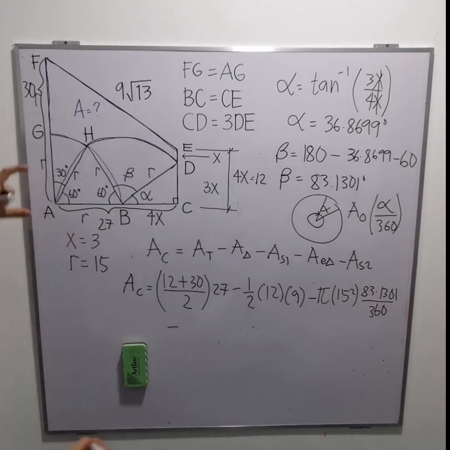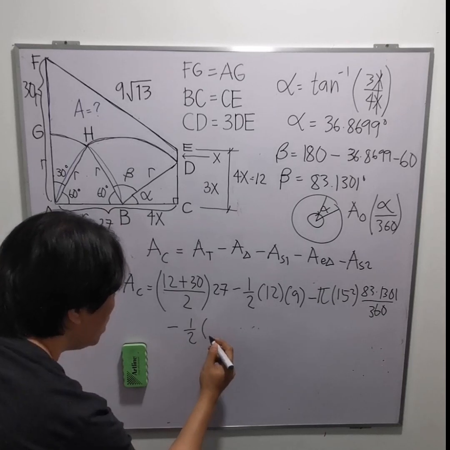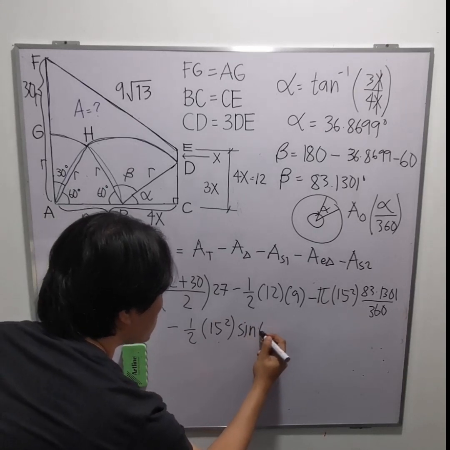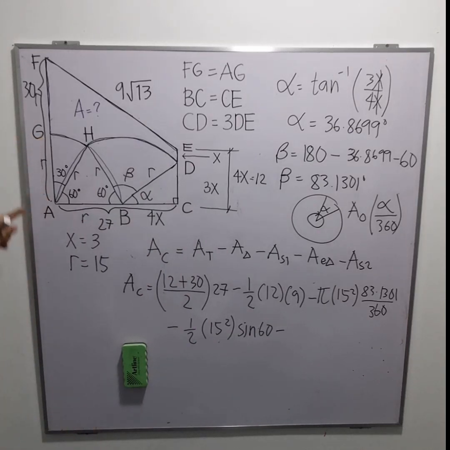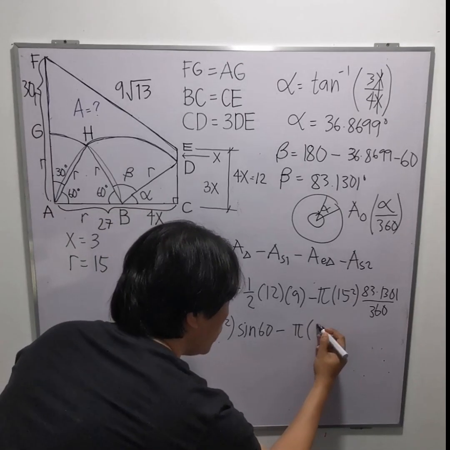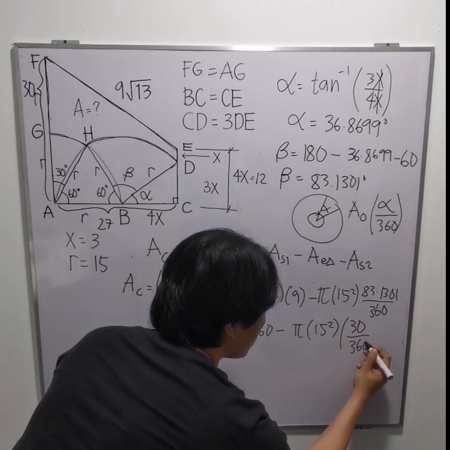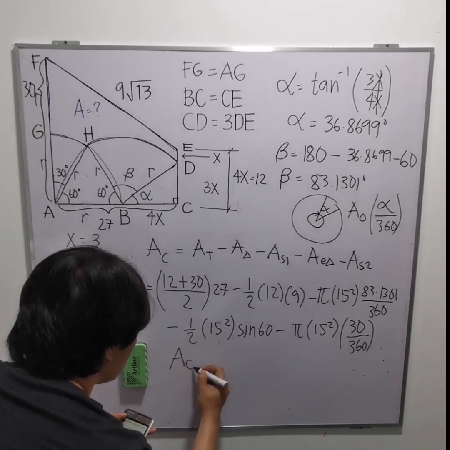Minus the area of the equilateral triangle, which is 1/2 AB sine theta. A and B are the same, and theta in all angles are the same. So it's just 1/2 times AB, which is r times r, so 15 squared, times sine 60. And lastly, the second sector: again, this is just 30 over 360, so pi r squared, which is 15, the area of the circle, times 30 divided by 360. The answer is 193.